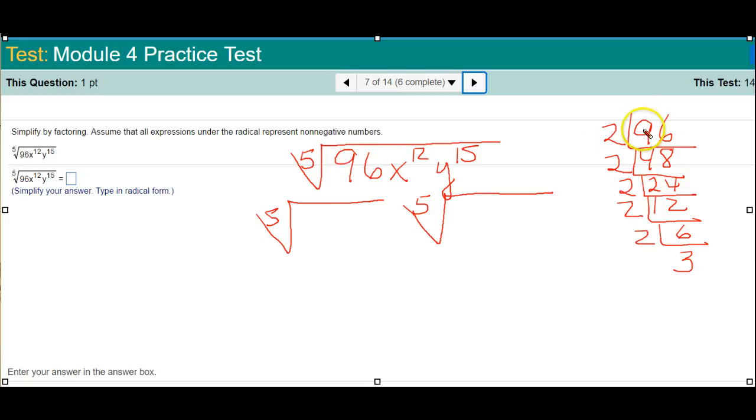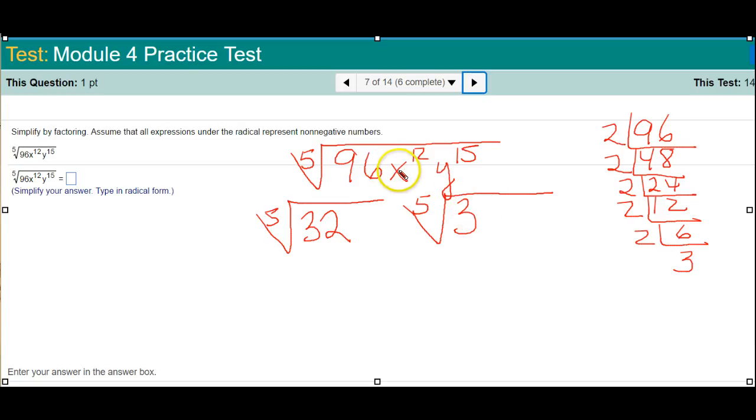Well, I'm showing over here the prime factorization of 96. And I have 1, 2, 3, 4, 5. 2 to the 5th power is 32. And then there's a 3 left over. That's not a perfect fifth.